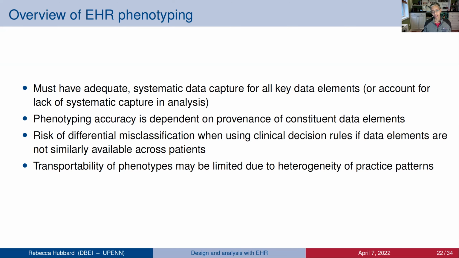And finally, as we saw in the PEDSnet example, transportability of phenotypes may be limited due to heterogeneity of practices. So it's always best practice to validate the phenotype that you're going to use in your specific healthcare system, or to develop the phenotype in your specific healthcare system, and not just to take something off the shelf and assume that it's going to perform equally well in your setting as it did in the setting where it was developed.